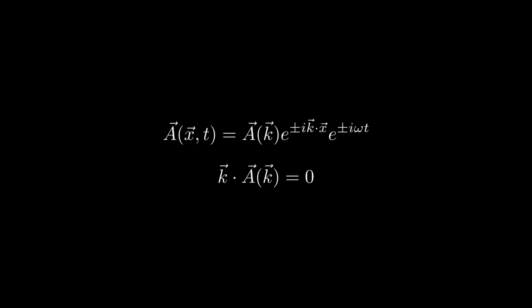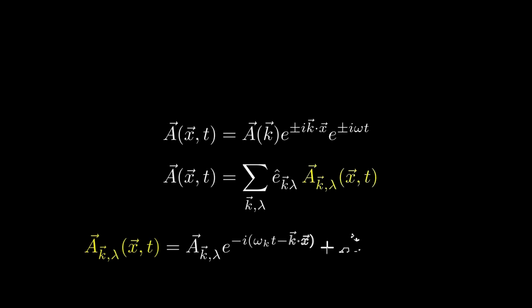Using the Coulomb gauge condition, one can show that k and the vector potential must be perpendicular. That is, the electric and magnetic fields oscillate in directions perpendicular to the direction of propagation. This allows us to write out the vector potential as a sum of modes with e hat k lambda being two unit vectors perpendicular to k. The two unit vectors correspond to two polarization directions. The wave cannot be polarized in the direction of propagation.